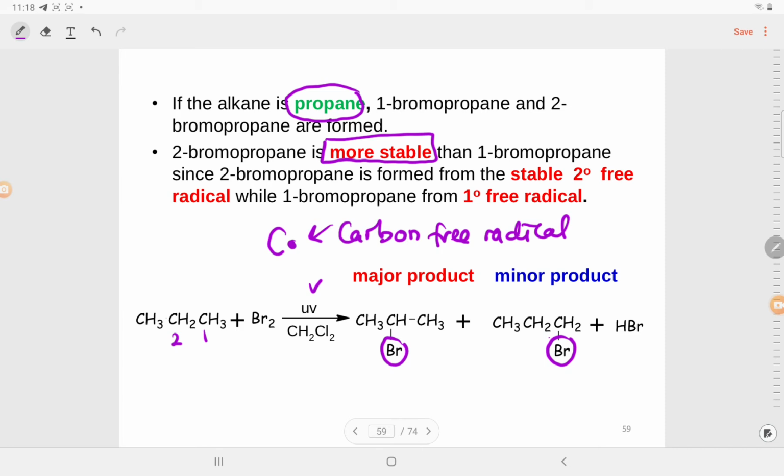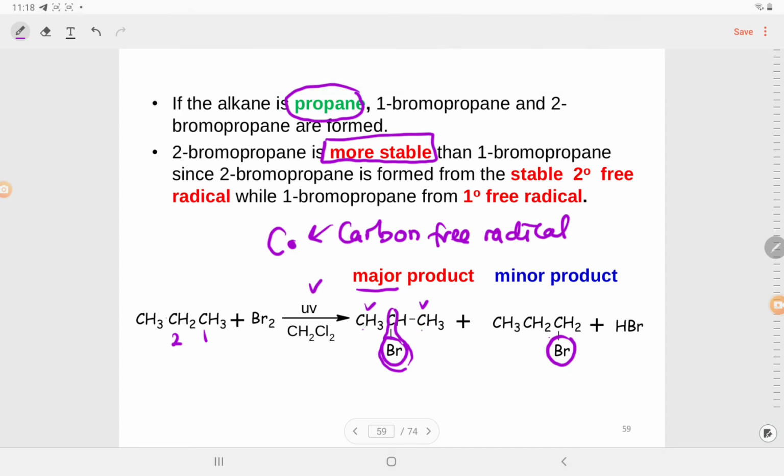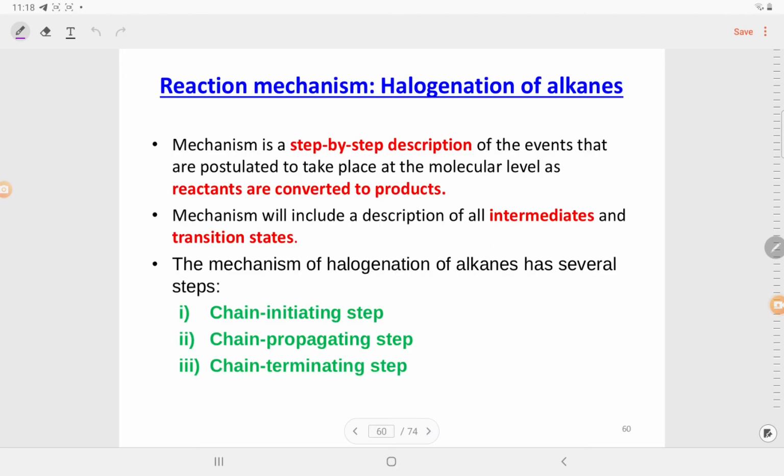If the carbon is directly attached to more alkyl groups, more carbon atoms, we label it as the major product. The carbon directly attached to the functional group with more alkyl groups is classified as the major product, and this product is more stable according to the intermediate, which is the formation of the secondary carbon free radical.